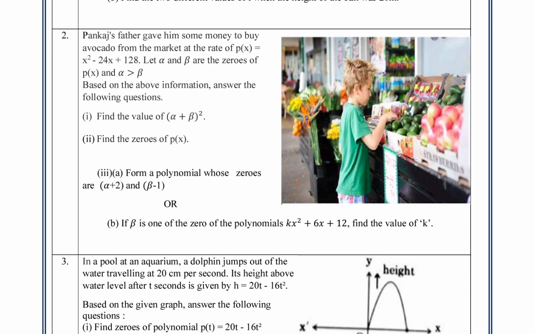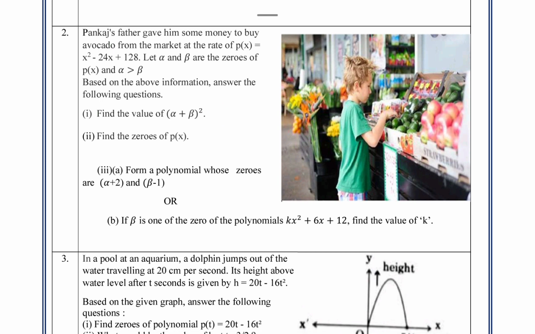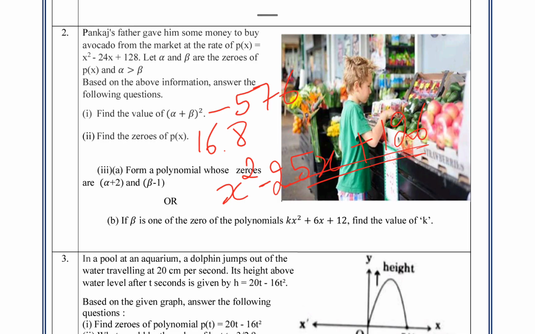Second question is to find the value of alpha plus beta whole square. That is 576, and the zeros of p of x are 16 and 8. The third one is x square minus 25x plus 126. This is the answer. And in our question, we can see that minus 15 divided by 16 is the answer.